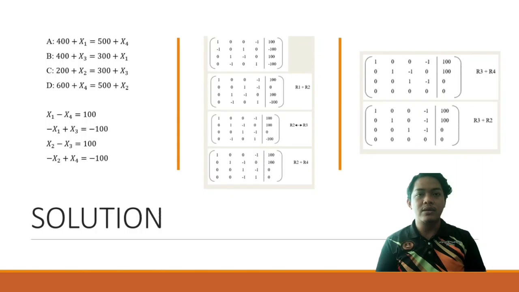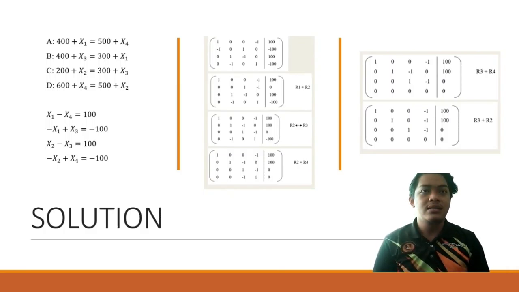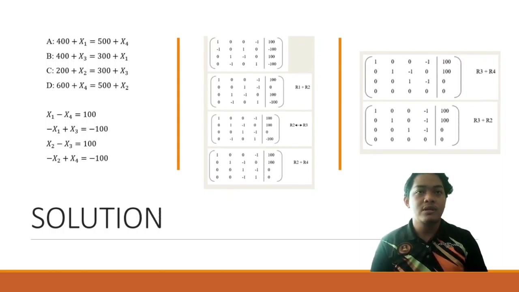From these equations, we got the linear system, which is x1 minus x4 equal to 100, negative x1 plus x3 equal to negative 100, x2 minus x3 equal to 100, and negative x2 plus x4 equal to negative 100. From this linear system, we can augment the matrix. And the matrix we got is 1, 0, 0, negative 1, 100; negative 1, 0, 1, 0, negative 100; 0, 1, negative 1, 0, 100; 0, negative 1, 0, 1, negative 100.